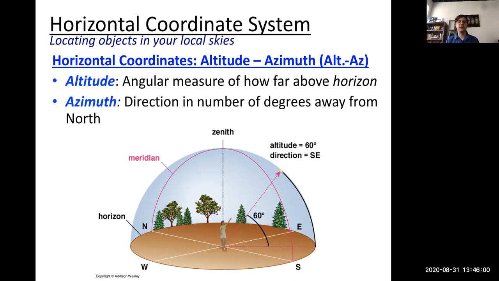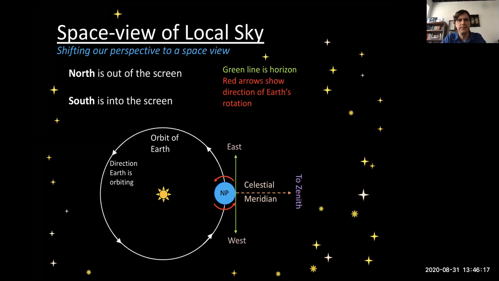So again, azimuth would be how far around, and you can give it in degrees, or if you just want to do rough things, you could say north, northeast, east, southeast, south, southwest, west, northwest, north. Okay, that one is fairly easy, but it's only good for right here, right now, which will be demonstrated on the video.